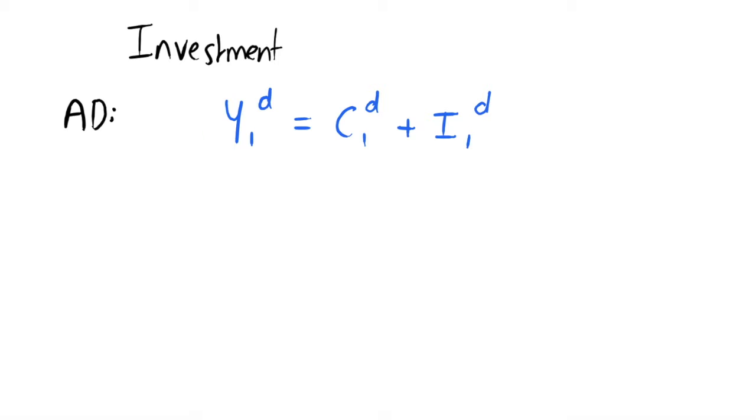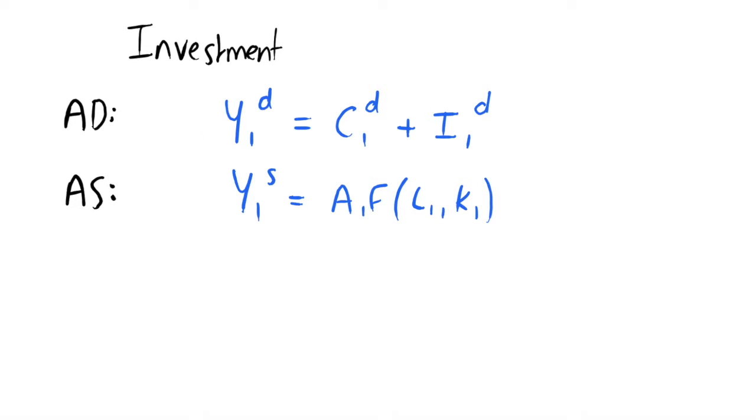We add investment in there, and we're going to have an aggregate supply relation still, which is similar to what we saw in the previous video, but we are going to have capital as well as labour in this one. So we have some function of labour in period 1 and capital in period 1 multiplied by our productivity parameter A in period 1, A1.